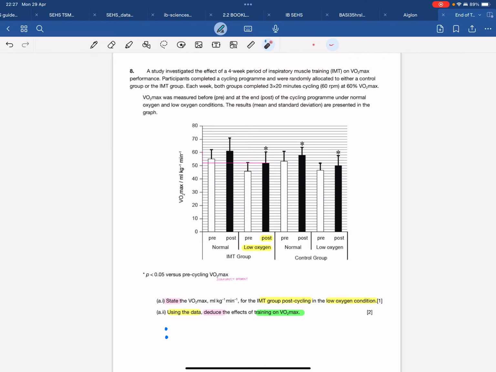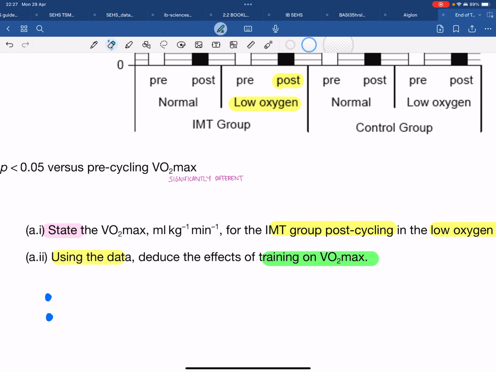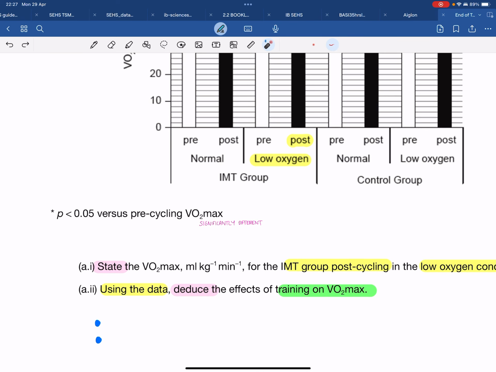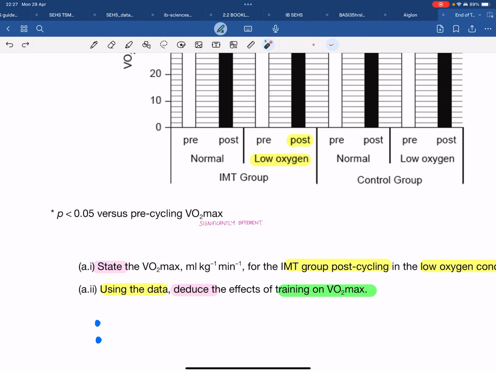All right, next one, tricky. Using the data, deduce the effects of training on VO2 max. So the first thing is, they don't want you to explain anything. They want you to deduce. That means use the graph and say what you see. It's almost like an analyze. What do you see on the graph? But deduce means make sense of. Make sense or draw a conclusion. Conclude. Don't explain it, just draw out information.